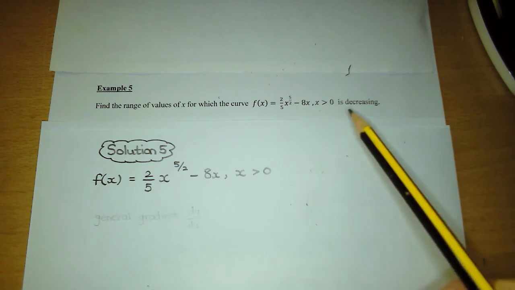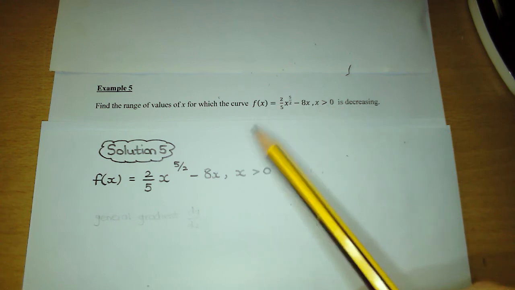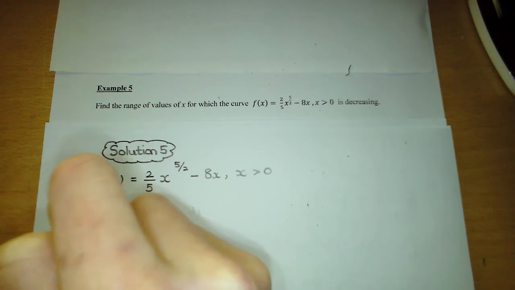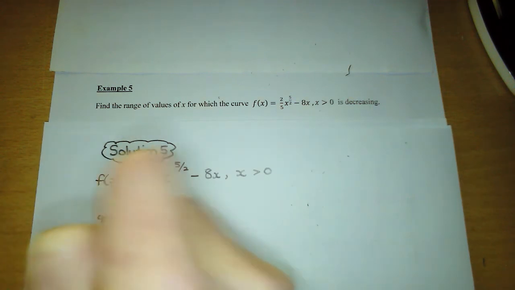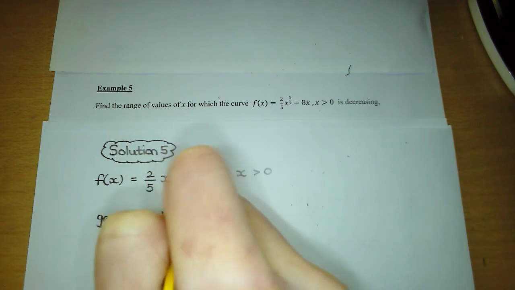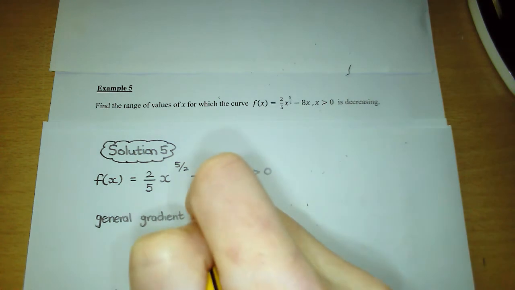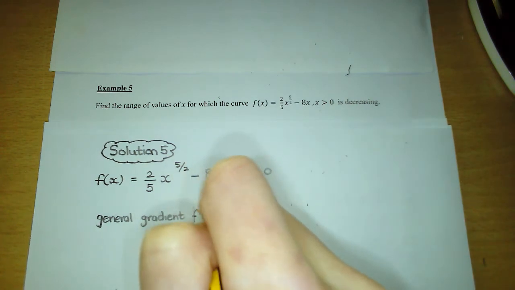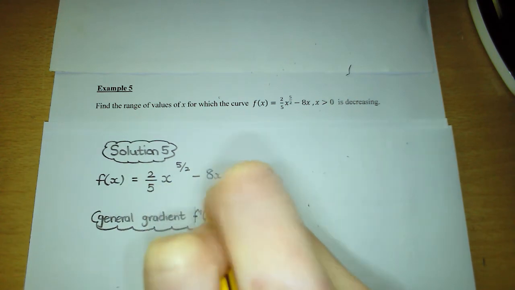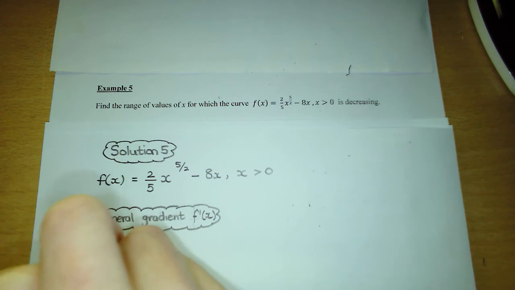So the curve is decreasing when the first derivative is less than 0. So the first thing we're going to do is get the general gradient. And in this case we're going to call it f dashed x instead of dy by dx because we're given f of x instead of y. So let's differentiate f dashed x then.